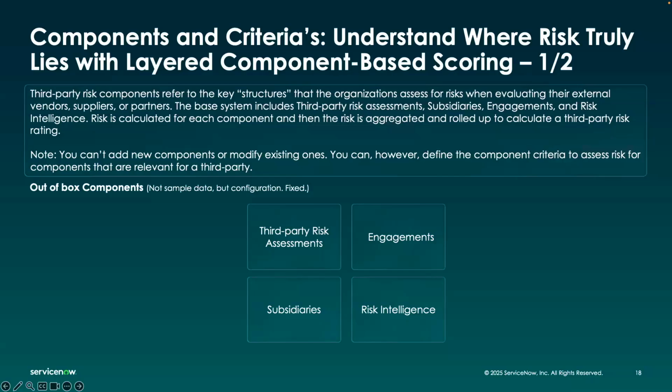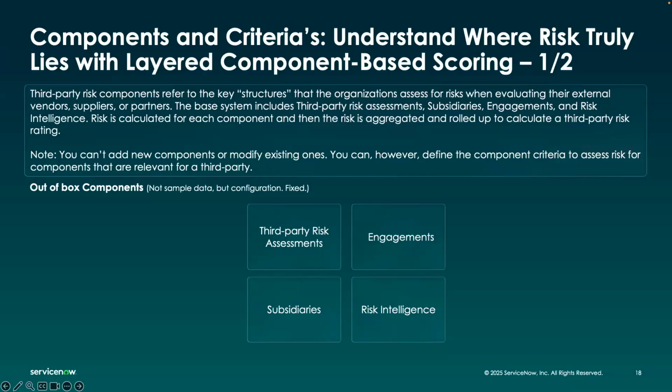Third-party risk assessments, as previously described, are direct assessments conducted on the third party itself, giving you insight into their practices and posture. Engagements represent specific business relationships or use cases. You might work with a vendor on multiple engagements, each carrying a different set of risks. Subsidiaries are branches or entities under the third party which may require independent evaluation depending on their role in the relationship. Risk intelligence includes externally sourced insights such as financial health, credit ratings, or cybersecurity posture, providing a real time lens into third party reliability.